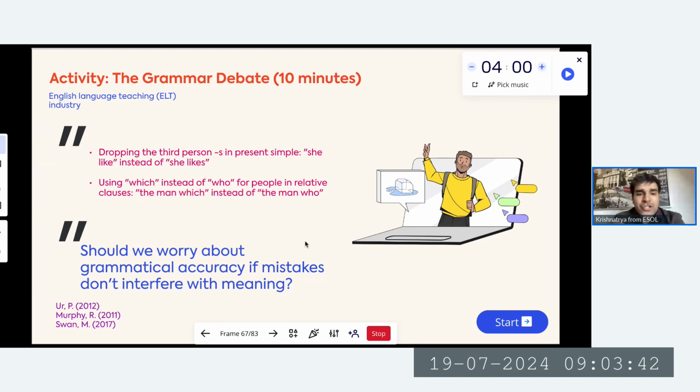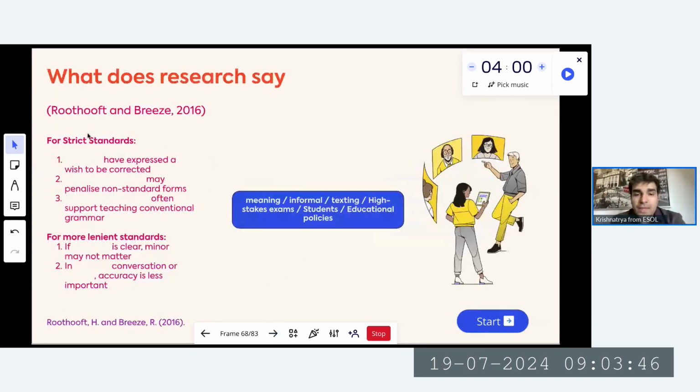So recently, these gentlemen called Ruthoft and Brees, there are 2 different people, in the year 2016, conducted a research. They answered this question in 2 different ways. Only listen to me, please don't complete the task. Don't read the screen, just listen to me, please. They said it depends on the standards, either strict standards or lenient standards.